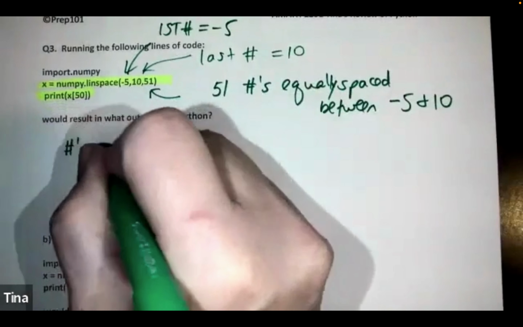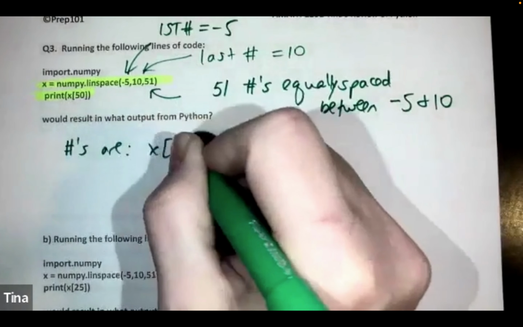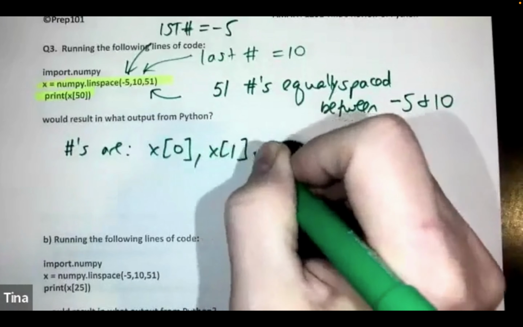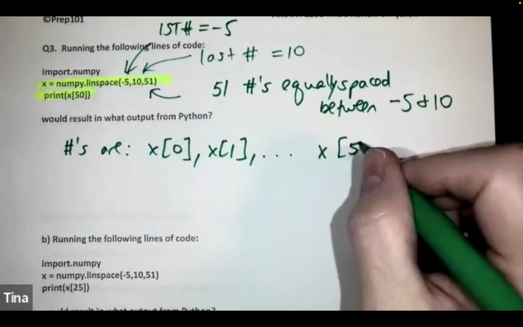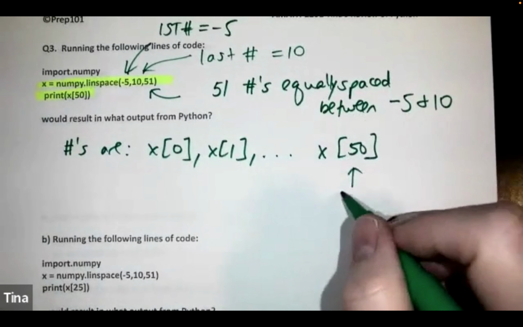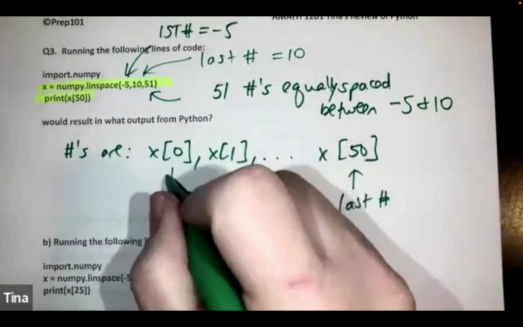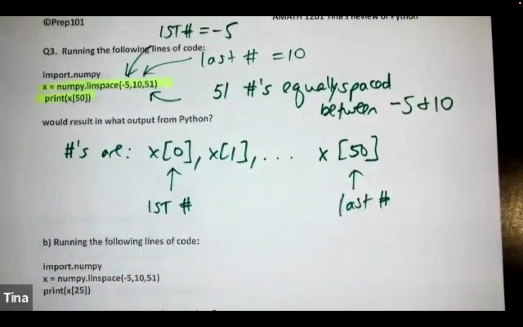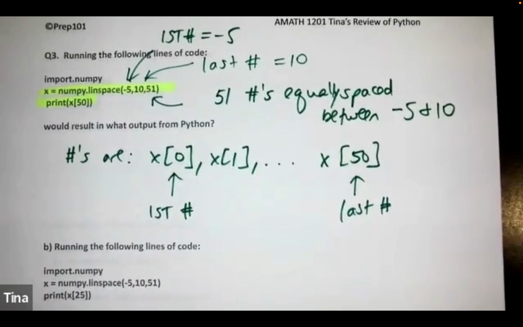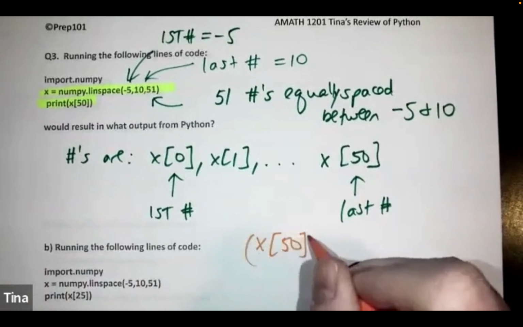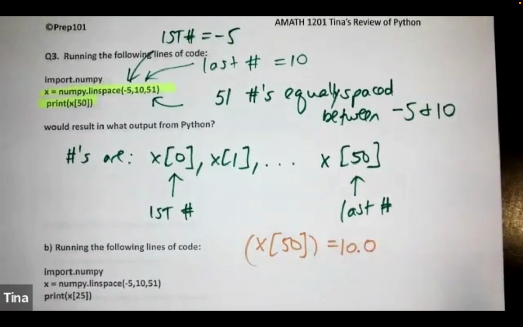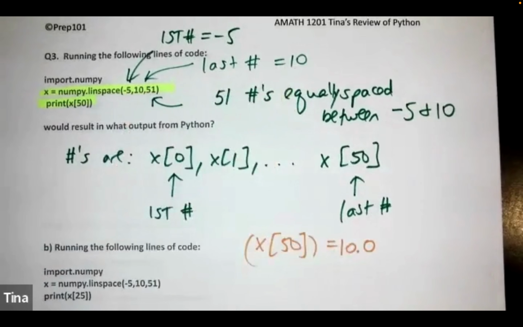So the numbers are, well, remember, x of 0 is first, and then x of 1, x of 2, all the way up to 51 numbers, so we go up to 1 less, so 50. So that's the last number, and that's the first number. So what do we want? Oh, x of 50. So what's the output? Well, the output for x of 50 then would be 10, because that's the last number, right? The last number is 10.